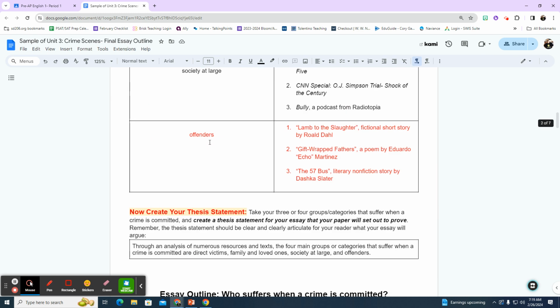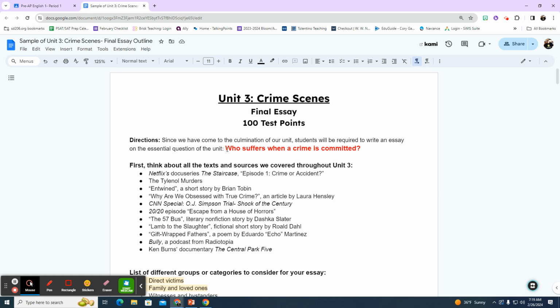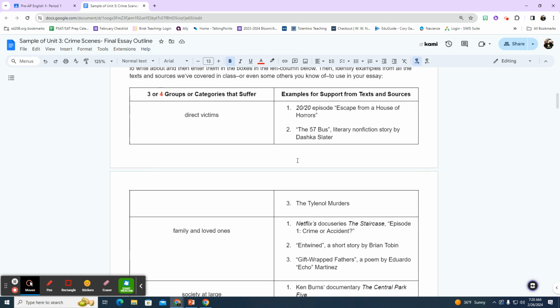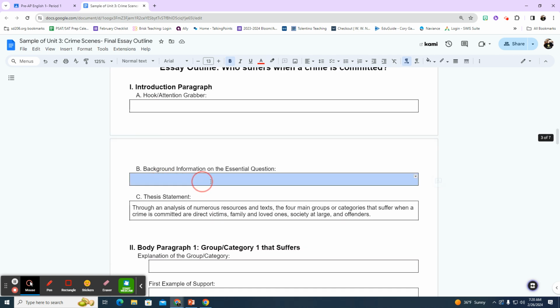Remember, the essential question is back up here at the top. Who suffers when a crime is committed? So you want to write about that a little bit here. You don't want to give me any examples. You don't want to talk about anything that we learned or that we read. You just want to talk about this topic and this essential question right here in this box. So pause the video right now and write about 2 or 3 sentences, giving a little background information on the essential question that your essay is going to be about.